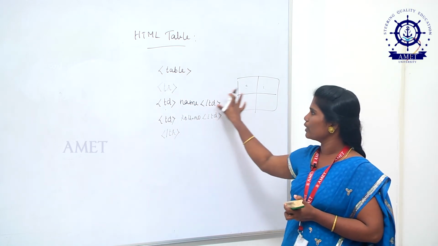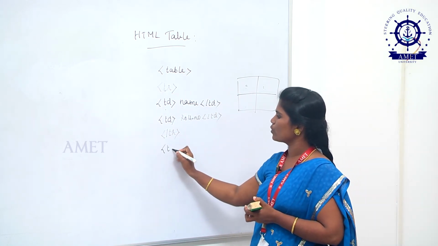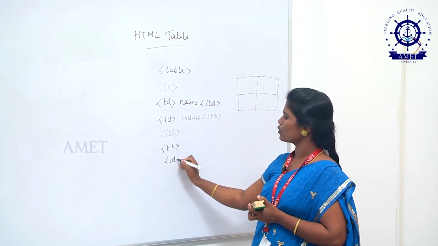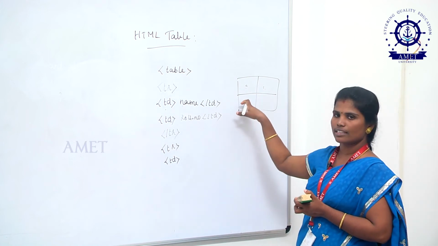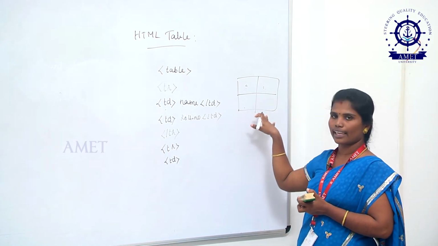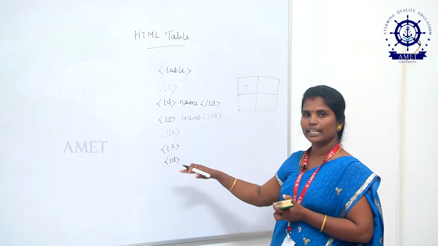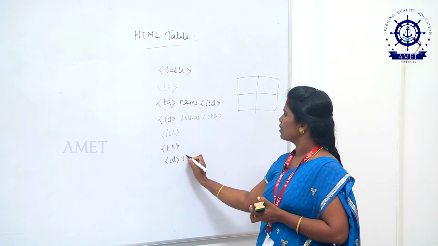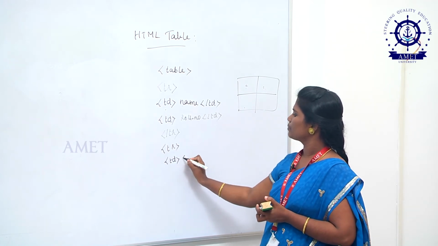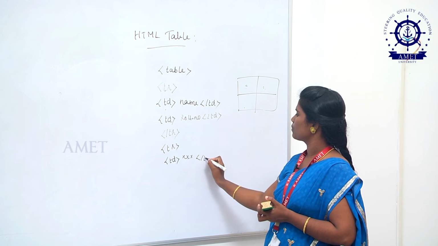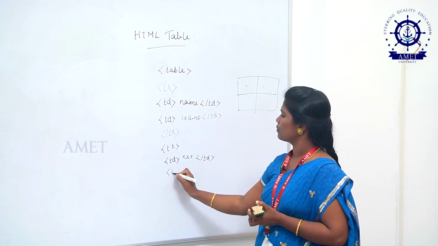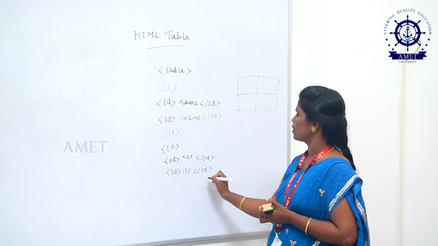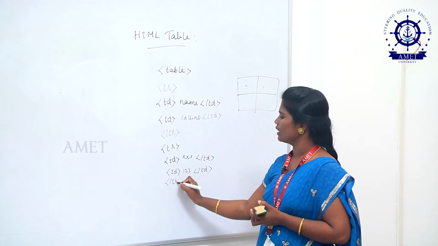So, one row will be over. I am going to start the next row, second row, this row. So, inside the second row I am going to display 2 data in cell 1 and cell 2 in the second row. So, you must use a separate td tag for presenting the value inside the cell. Name I have given, roll number, then I must close the tr tag.